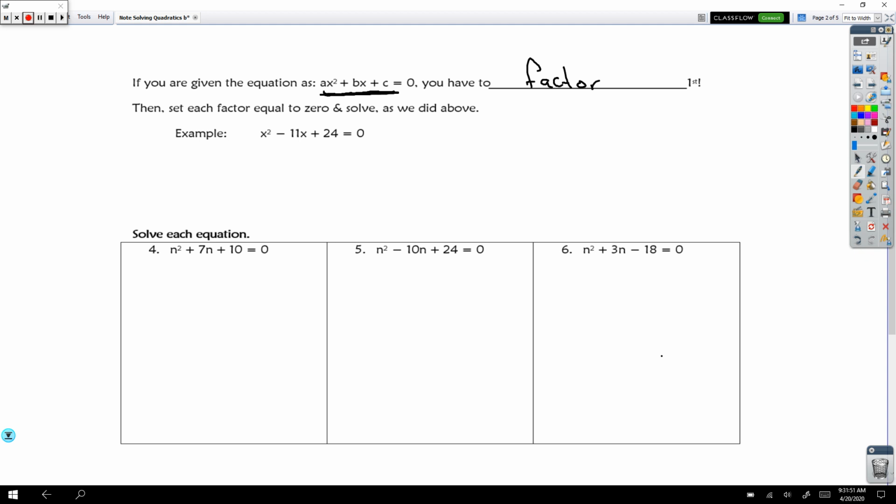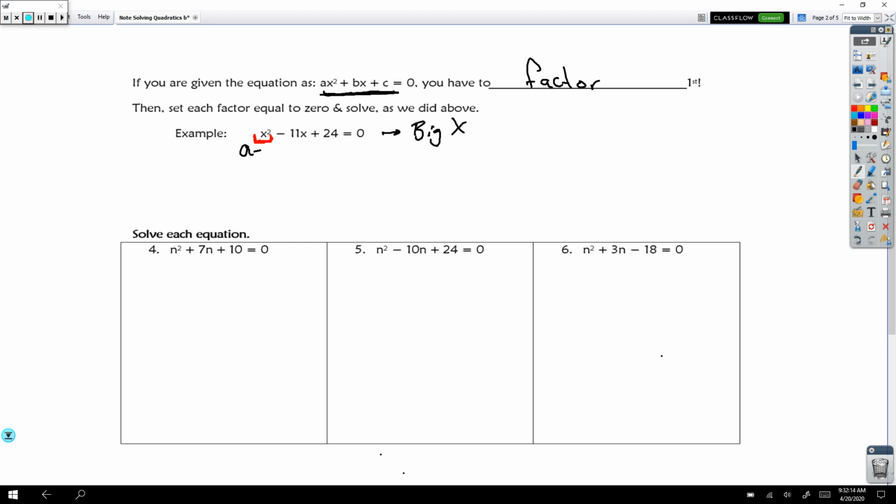So remember, first step with factoring, always look for a GCF. So if I look at my example here, I don't see any GCFs. So I'm going to go right into my factoring. If I notice, the x squared term is by itself.